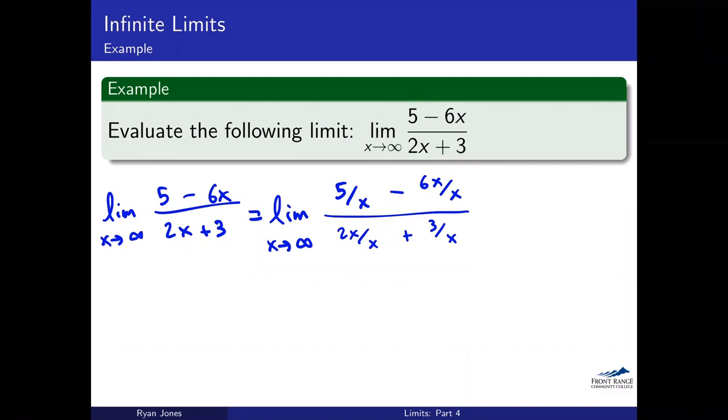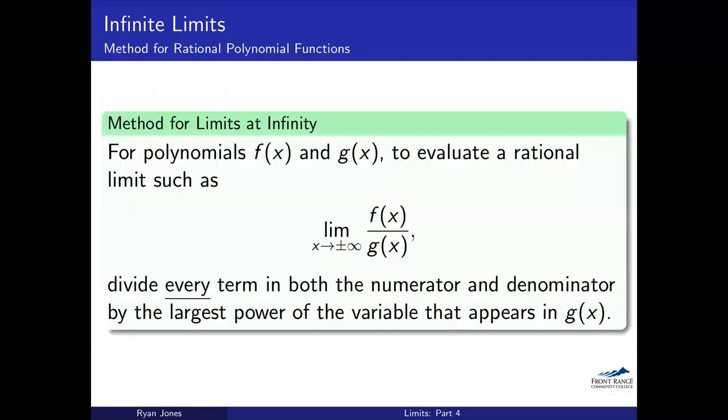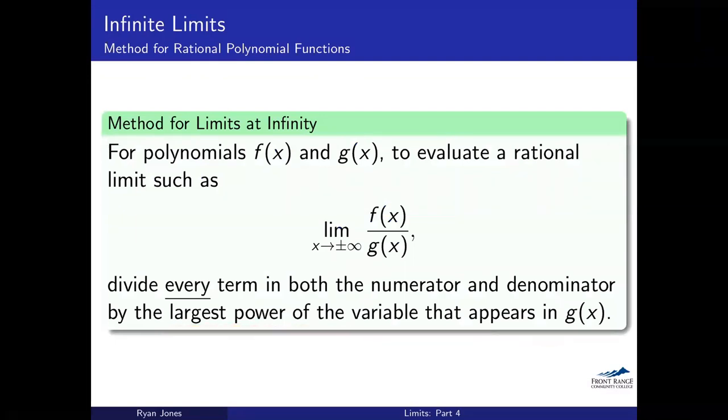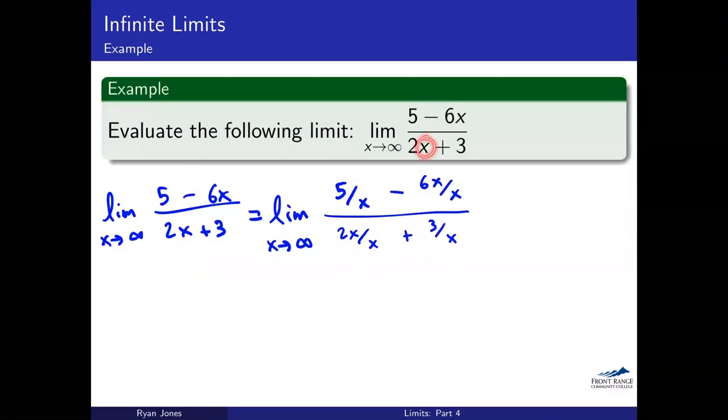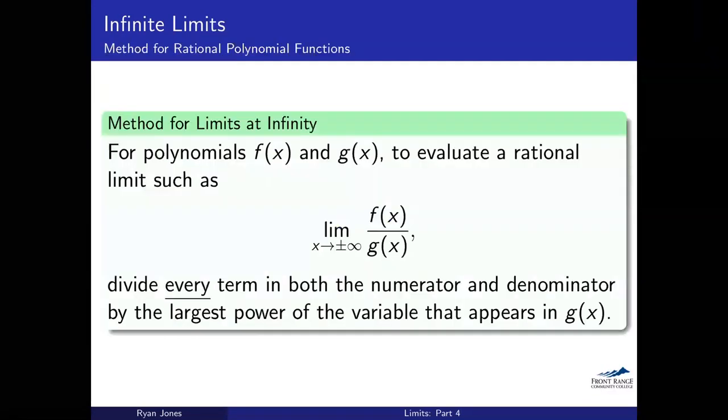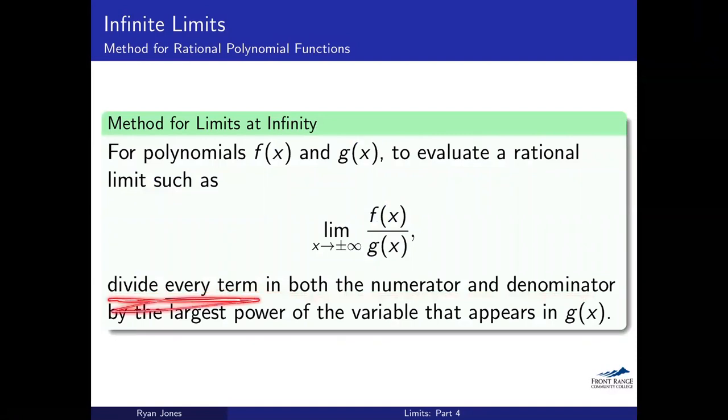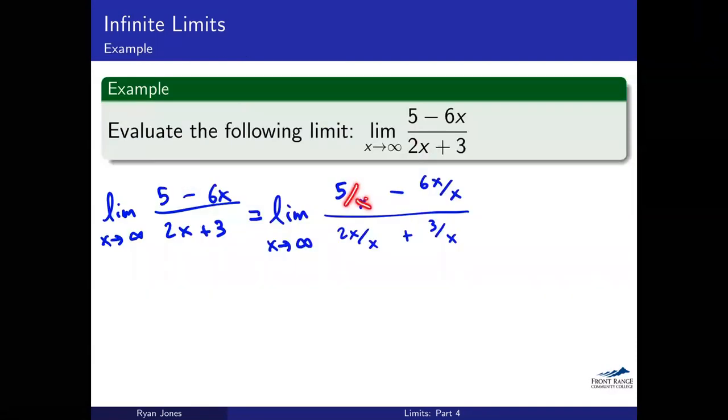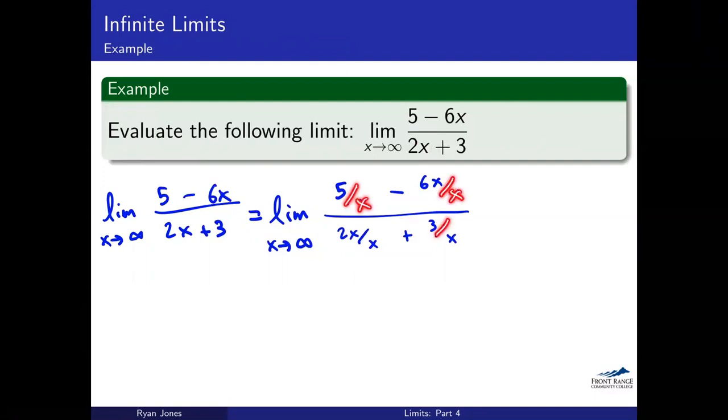So we can do this, and let me now go back to that slide with the definition and those steps, just to highlight what I've done here. I have found the largest power in the denominator, which in this case was x, and I divided every single term in the function by that x right there. And that is going to be our steps for how we go through and solve these infinite limits.